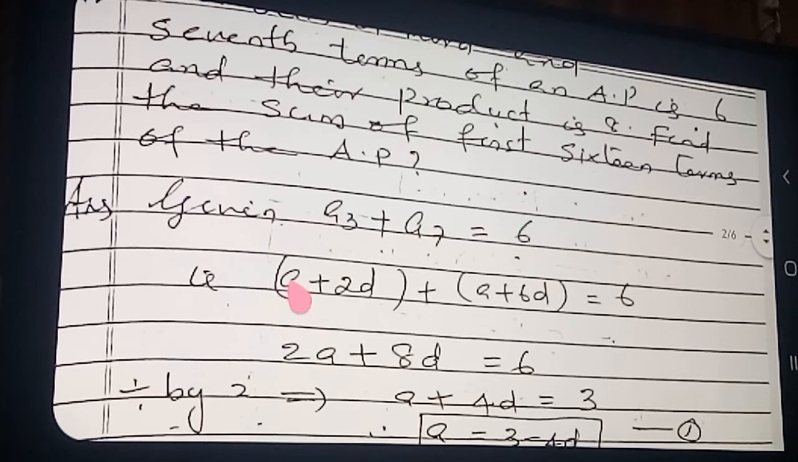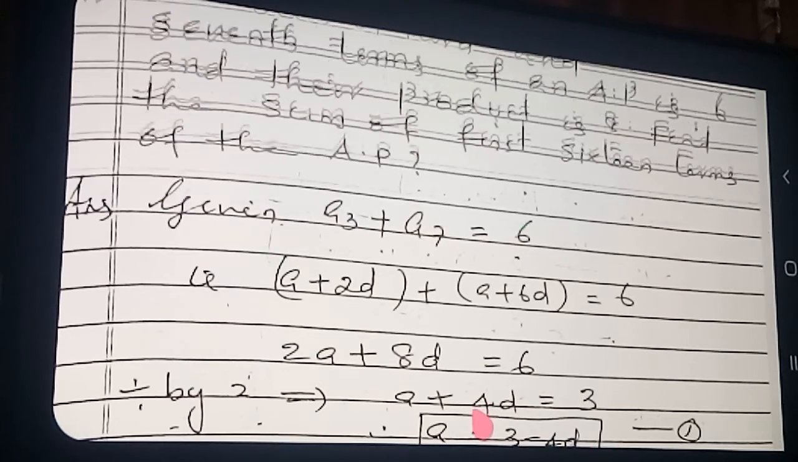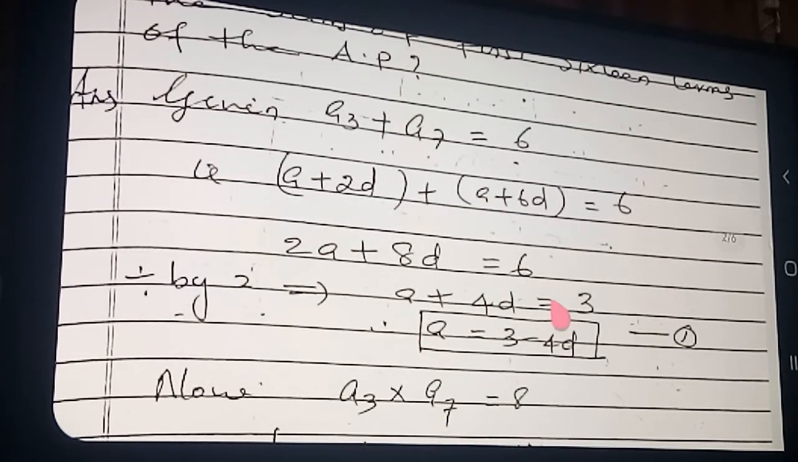Clear? So now a plus a is 2a, 2d plus 6d is 8d, is equal to 6. Here, throughout the equation you can see 2 is common. So divide throughout by 2. So what are you getting? a plus 4d is equal to 3. From this a plus 4d is equal to 3, I found out the value of a.